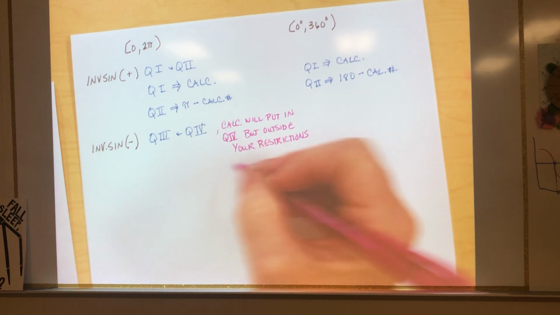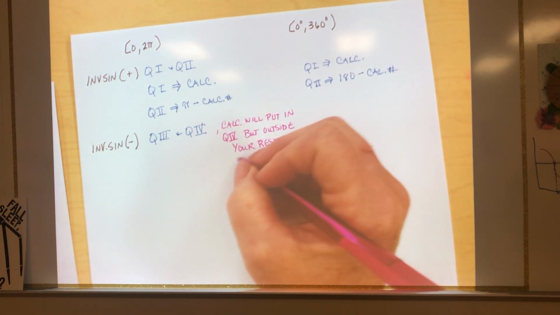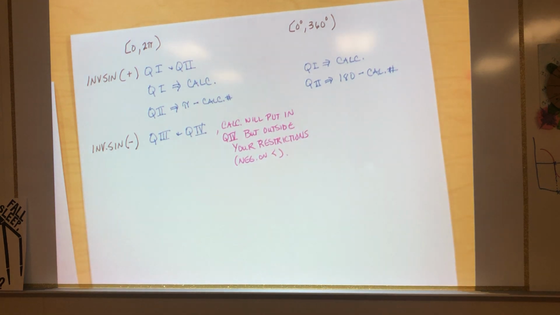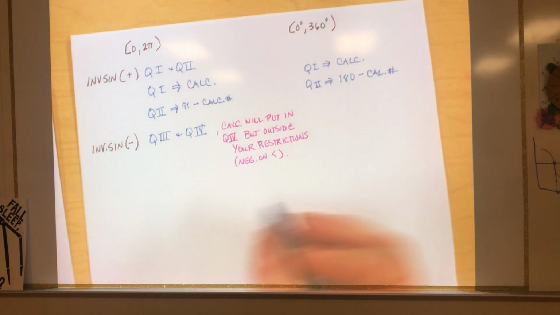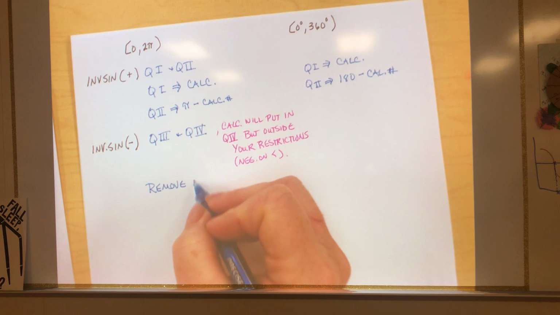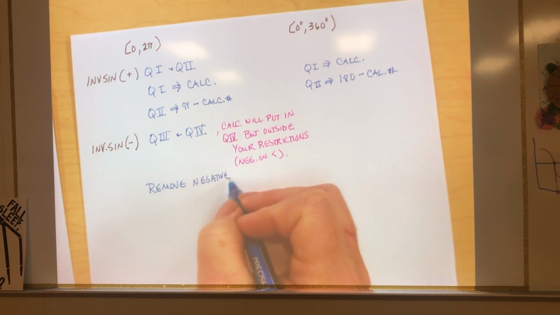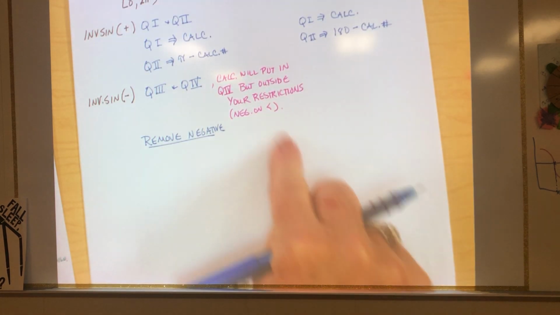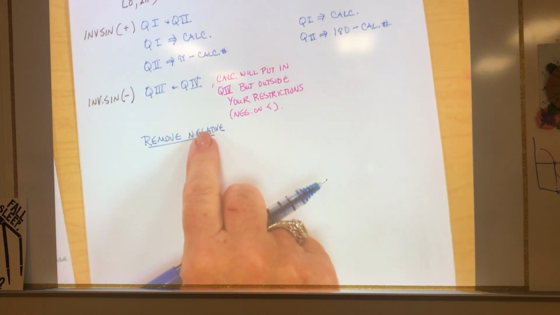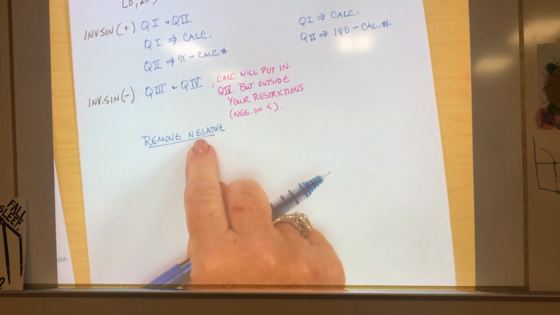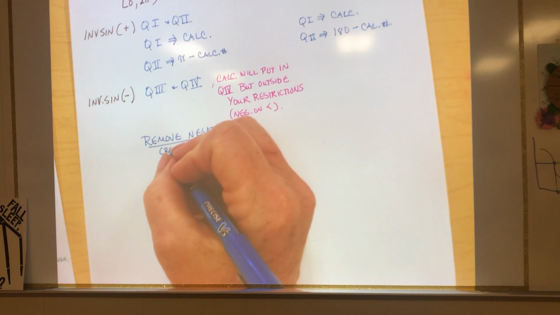Here's what you're going to do. It's outside your restrictions because the calculator put a negative on the angle. The very first thing I would do is remove the negative. I would just disregard the negative, and now all I'm talking about is the reference angle. Once you remove that negative, that's how far down you go off of the x-axis. So now it's my reference angle.